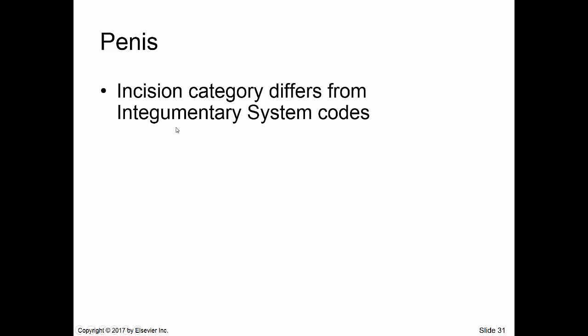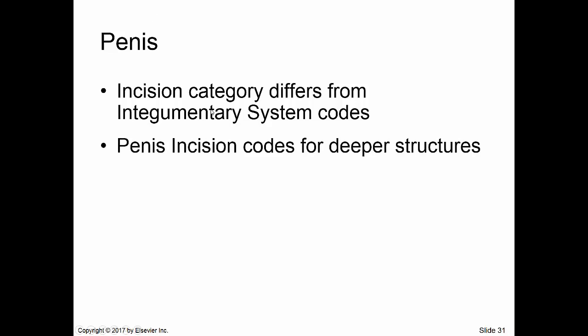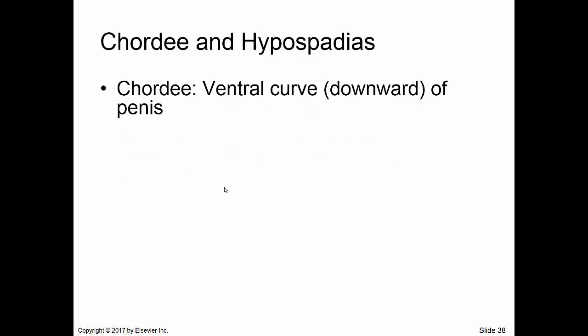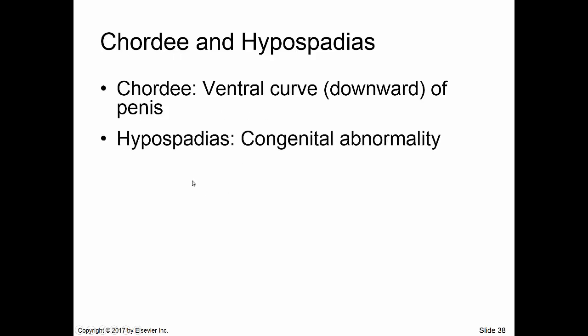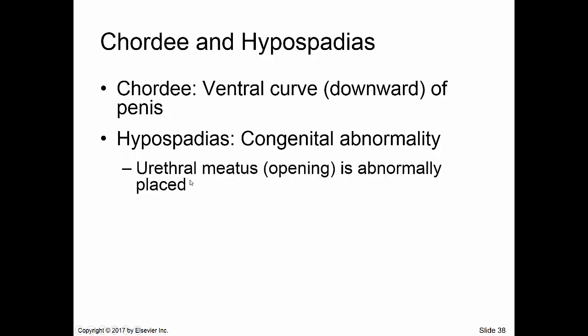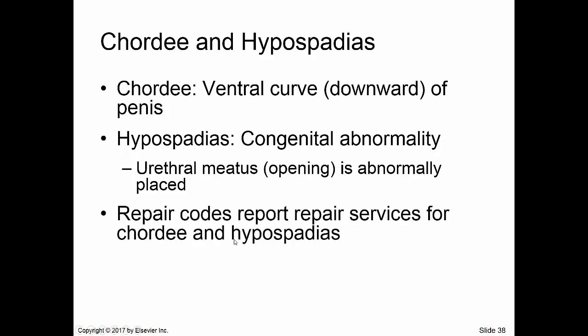Okay, under the penis, we've kind of talked about that when we talked about integumentary system codes. All of those incision codes are different in this section than they were then. And of course it talks about the deeper structures that the incisions go into, and that would be why we would be coding that. Remember, when we have chordee, we have the ventral curve downward, and then the opposite, we have congenital abnormalities that we also code and we correct. So if there is an opening that is abnormally placed, we're going to repair that. Repair codes report repair services for both of those.